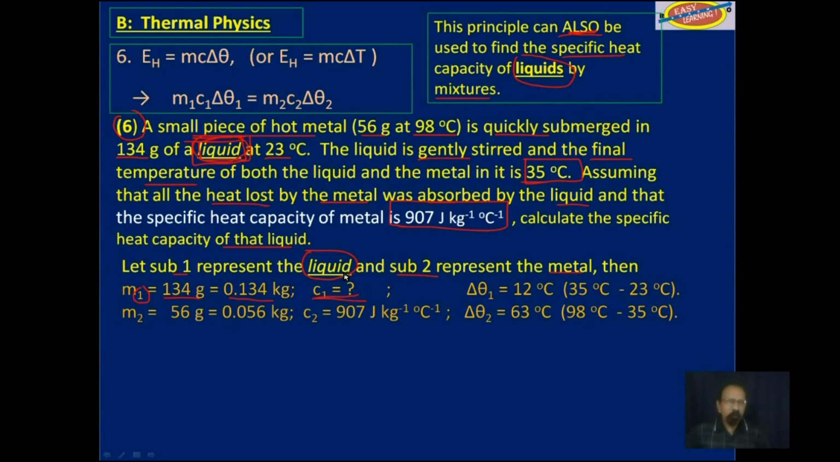We are given that. We want to find the specific heat capacity of the liquid. What is the change in temperature of the liquid? Well, it was 23 degrees to begin with, and when we put the hot metal in it, it increased to 35 degrees, so the difference is 12 degrees Celsius. So that is for the liquid. For the metal, we know the mass of the metal converted to kilograms. We know the specific heat capacity of the metal, and we know the change in temperature of the metal. It was 98 degrees to begin with. You put it in the liquid, and its temperature dropped to 35 degrees. So the change in temperature of the metal is 63 degrees Celsius.